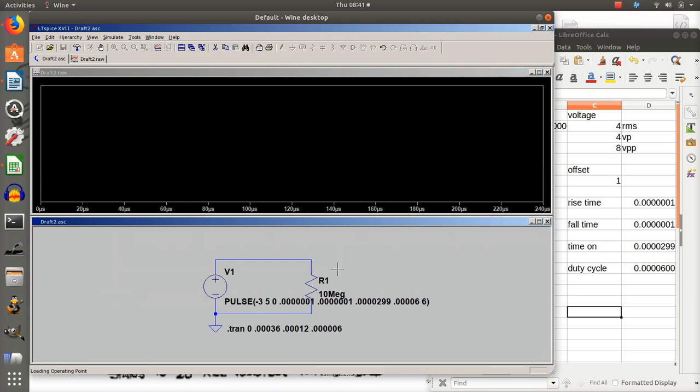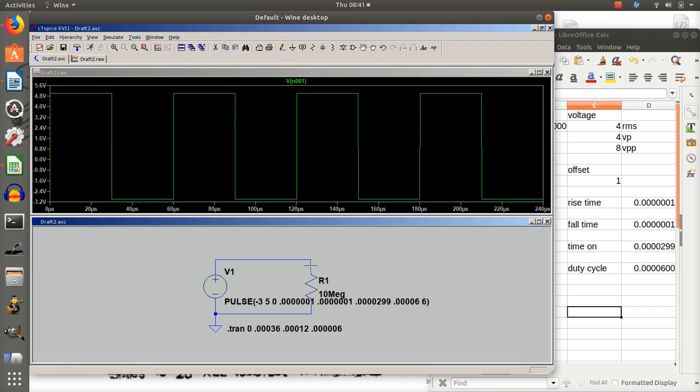So have I simulated? I think I hit run. There's my run, and there is my 4 waveforms. And it's going from +5 to -3. So I've got a 1 volt offset, 8 volt peak to peak, 4 volt peak, square wave.